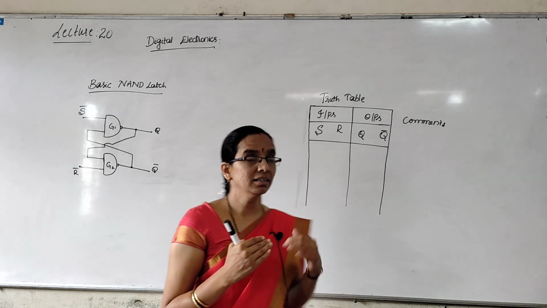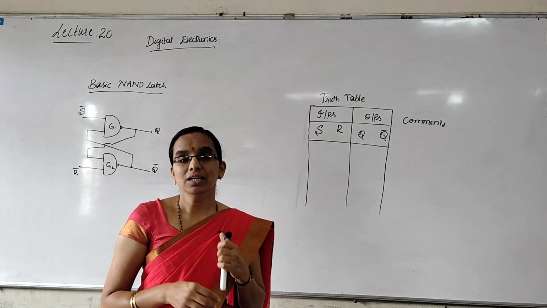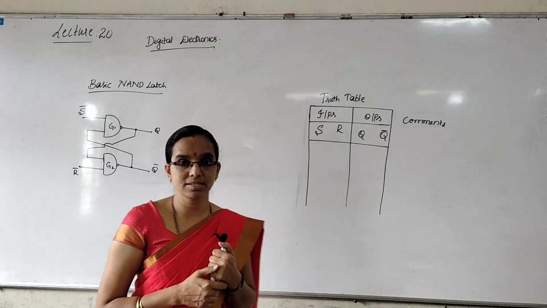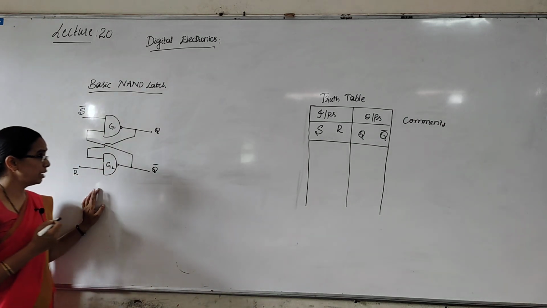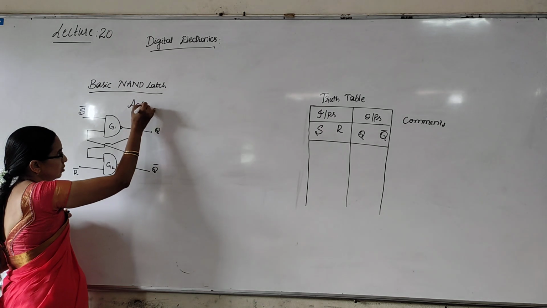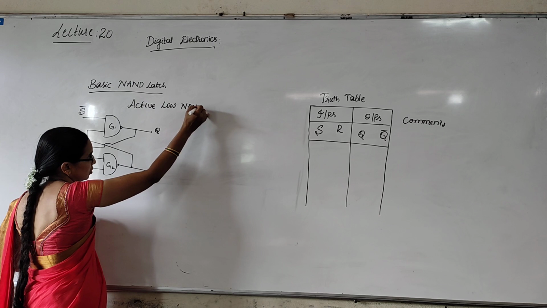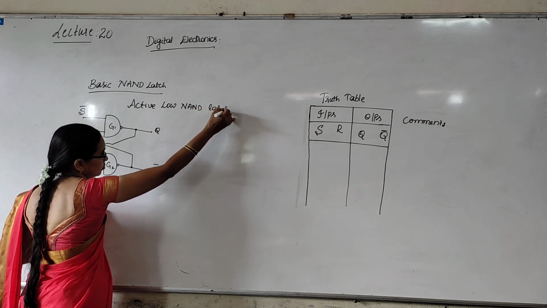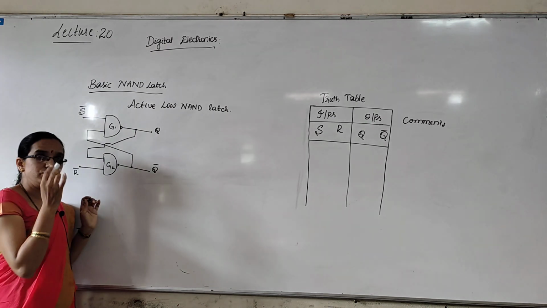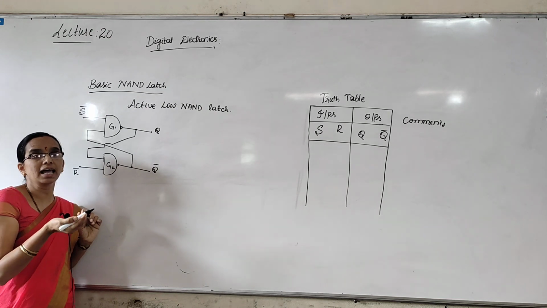Again we will study the basic NAND latch action, so that if you have any doubts from the previous session you can get them cleared with this. Here is the basic NAND latch, an active low NAND latch. Active low means when you give 0 input, that is a low input, those inputs get activated.